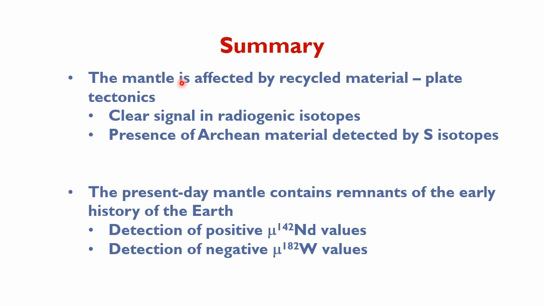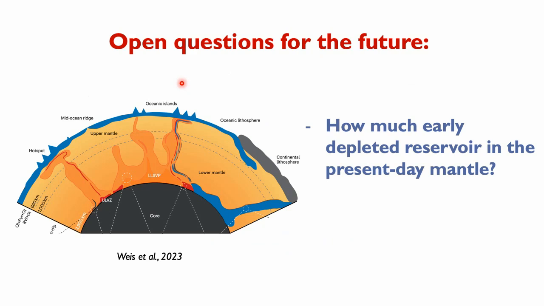The present-day mantle also contains remnants of ADN material, material formed at the beginning of the Earth, because we can detect positive 142 neodymium anomalies, and we detect negative 182 tungsten anomalies. So now, of course, this is going to open all sorts of questions for the future, and I want to leave it maybe to the next generation to work on.